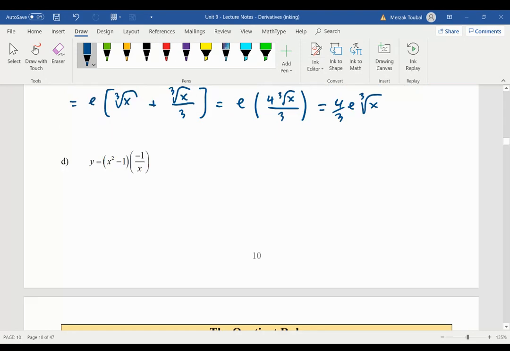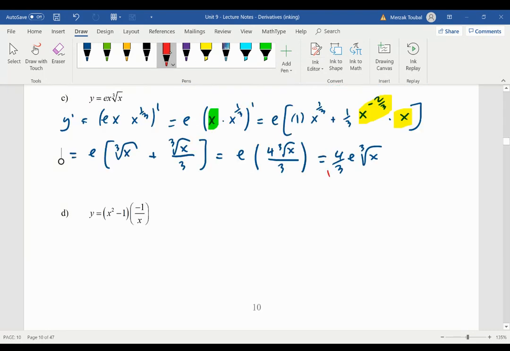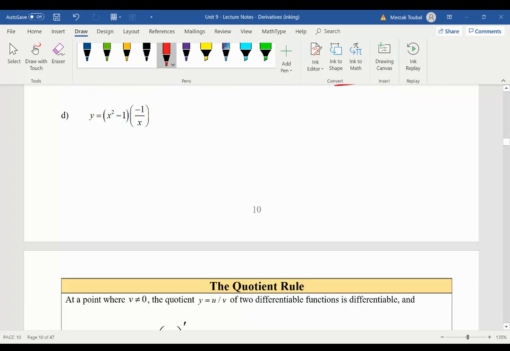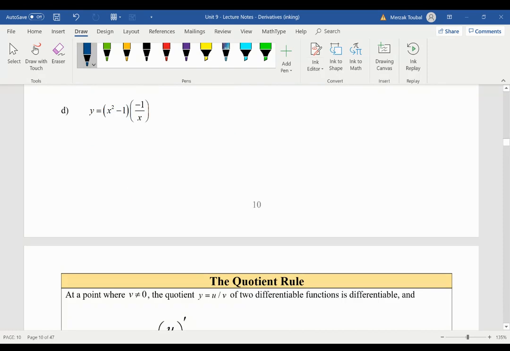Okay, example D. Find the derivative of x squared minus 1 times negative 1 over x. So we're going to do y prime equals derivative of x squared minus 1. I'm going to write the formula first. So x squared minus 1 derivative times negative 1 over x plus derivative of negative 1 over x times x squared minus 1.